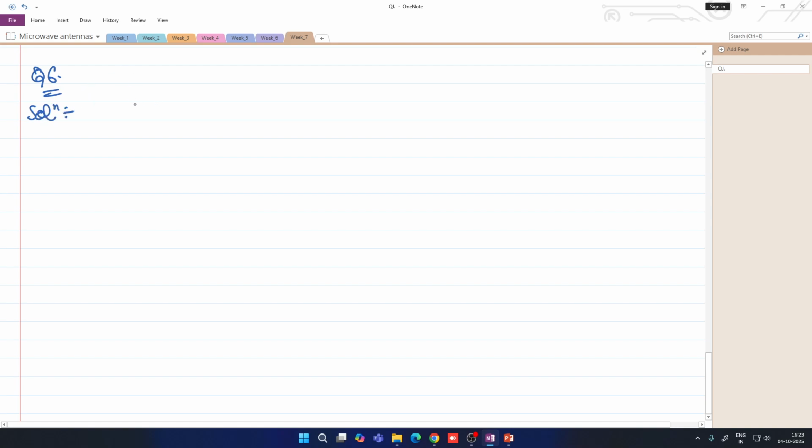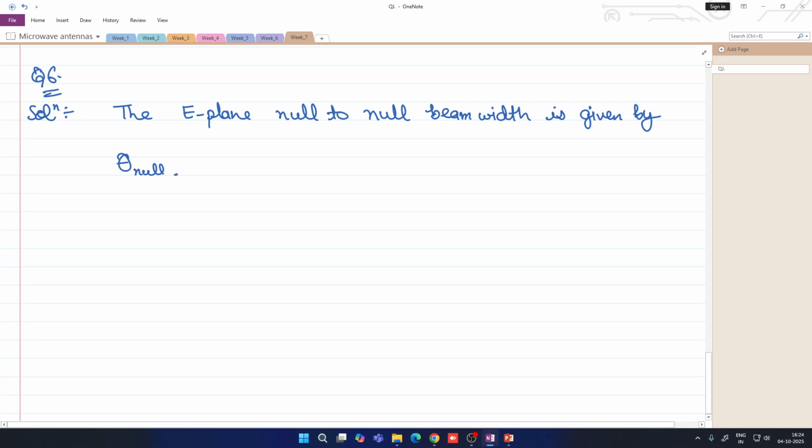So in question 6 we have to find the E-plane null to null beam width, which is given by theta null to null is 114.6 lambda by b.